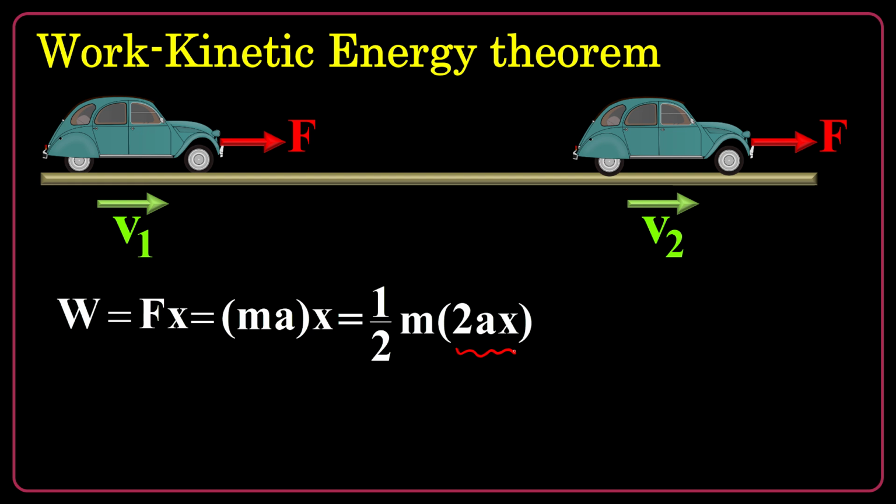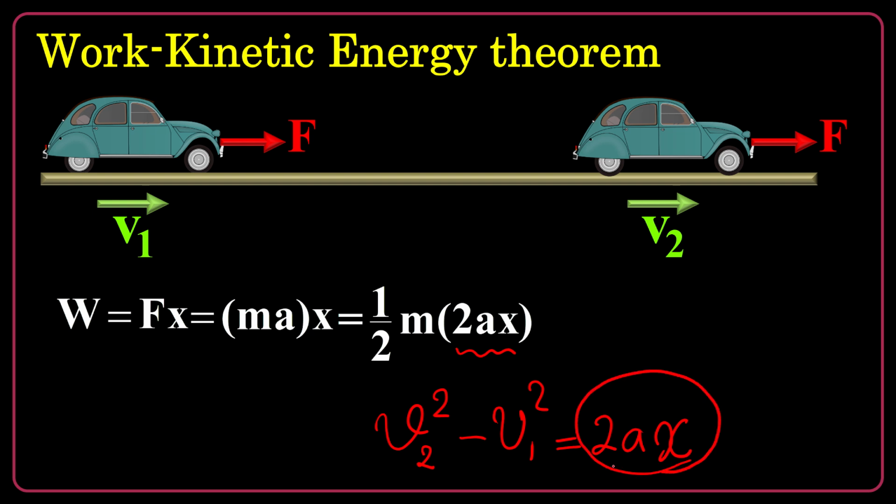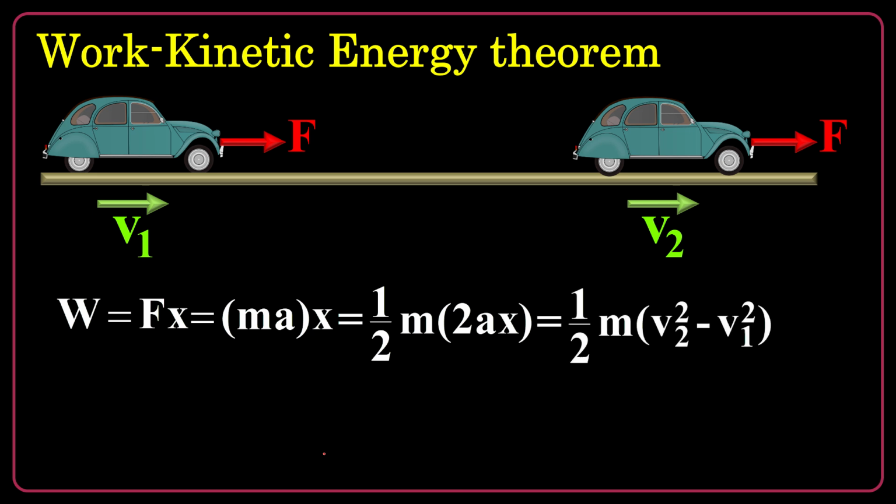You remember in kinematics we had an equation called the time-independent equation: final speed squared minus initial speed squared is equal to 2a delta x, or 2ax. So instead of 2ax, here I can have v squared minus v naught squared, or final v squared minus initial v squared. Let's do it like that.